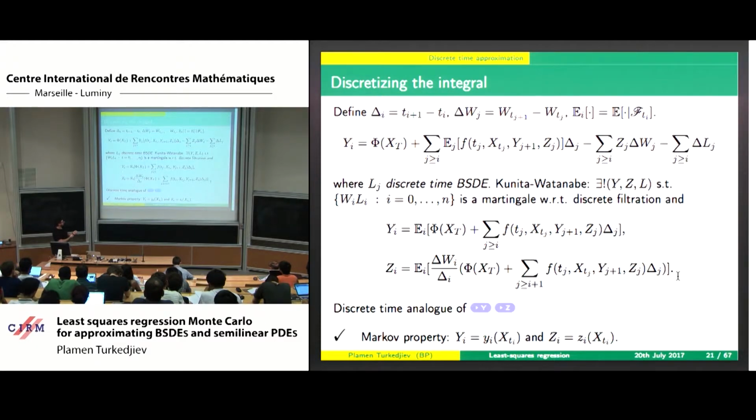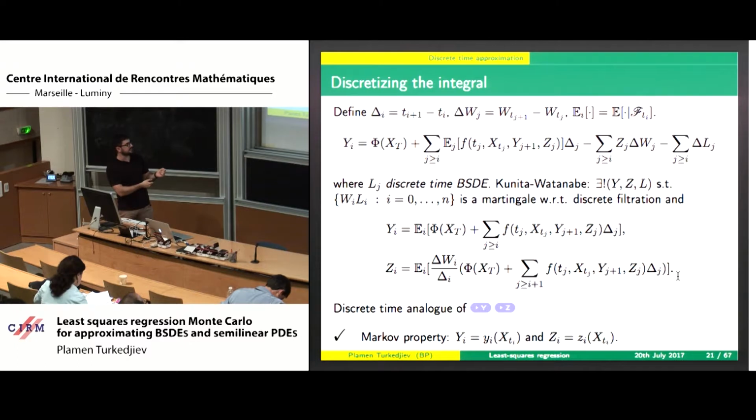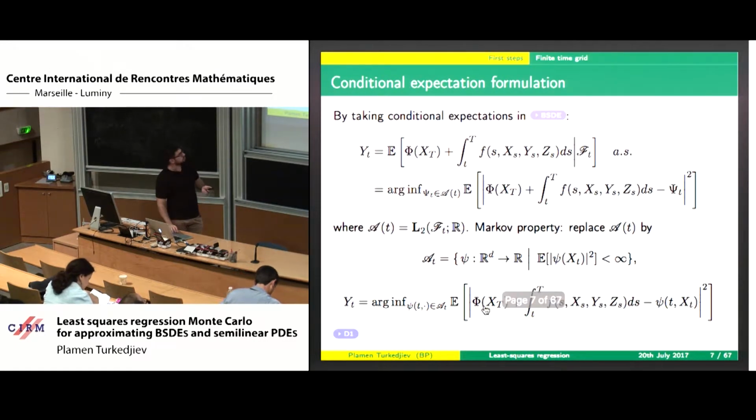And the unique solutions for Y and Z are given by these conditional expectations, in which, instead of the Lebesgue integrals that we saw earlier, what we see appearing are the discretized sums of the Lebesgue integrals. So these are actually exact discrete time analogs of the conditional expectation formula we had for Y.